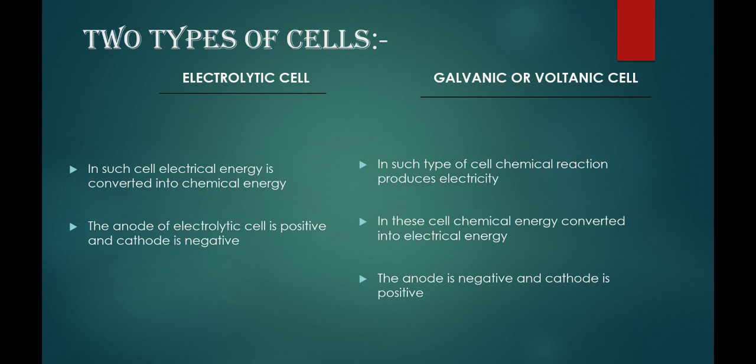This is the important part. In an electrolytic cell, the anode will be positive and the cathode will be negative, but in a galvanic cell, the anode is negative and the cathode is positive.